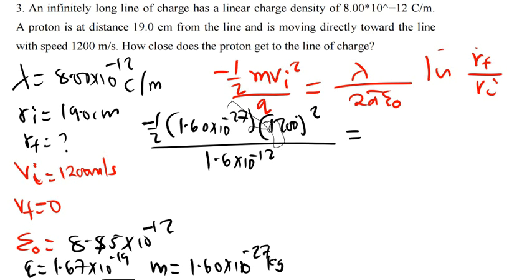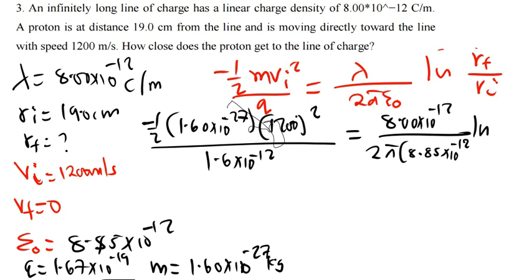This should be equal to the linear charge density we have been given, which is 8.00 times 10 raised to the power 12. I divide this by 2 pi, then in the brackets this is a constant, we have said it already, times 10 to the power negative 12, ln r final divided by, this is 19. I'm not going to change it to meters because it's a ratio, r final divided by r initial. So even if I leave the units in centimeters, I'm going to have my answer in centimeters.